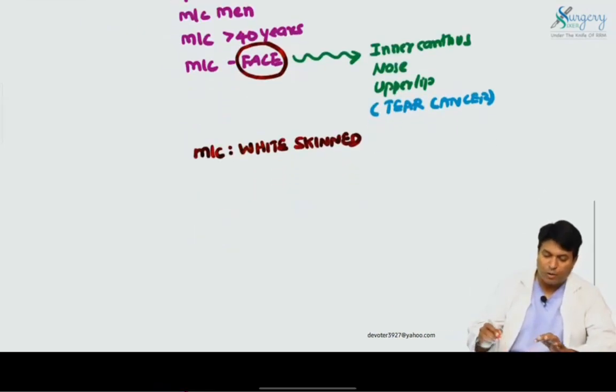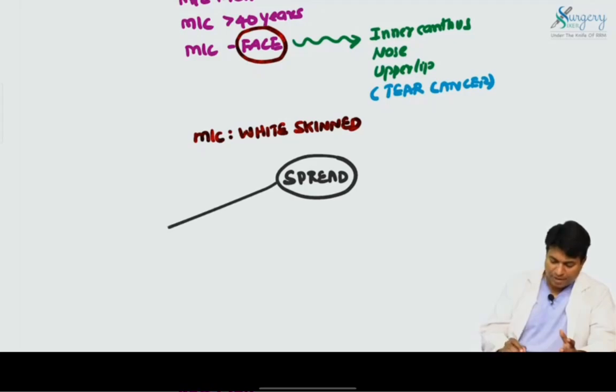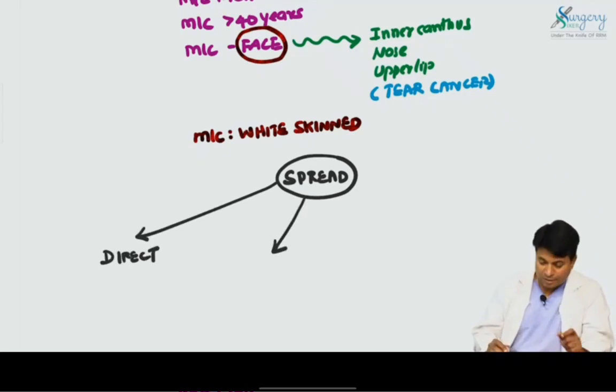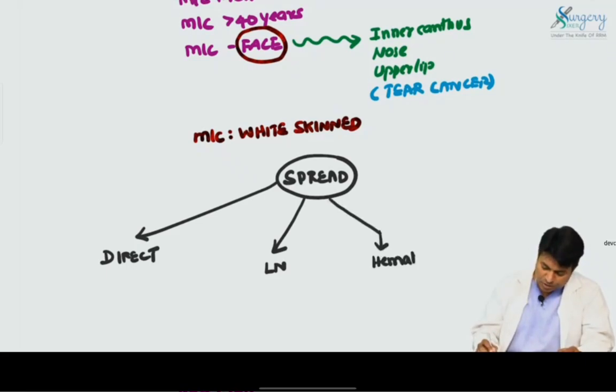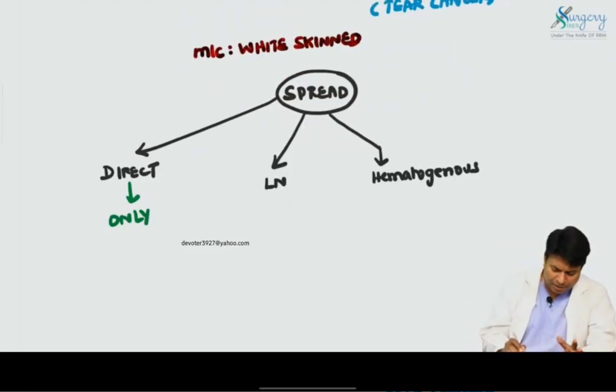About the spread, you have to know very well the spread of this cancer. Spread is very important. Cancers spread by many modes: direct spread to the adjacent area, lymph node spread, or hematogenous spread. These are the common modes of spread of any cancer. In basal cell cancer, the only route of spread is direct spread.